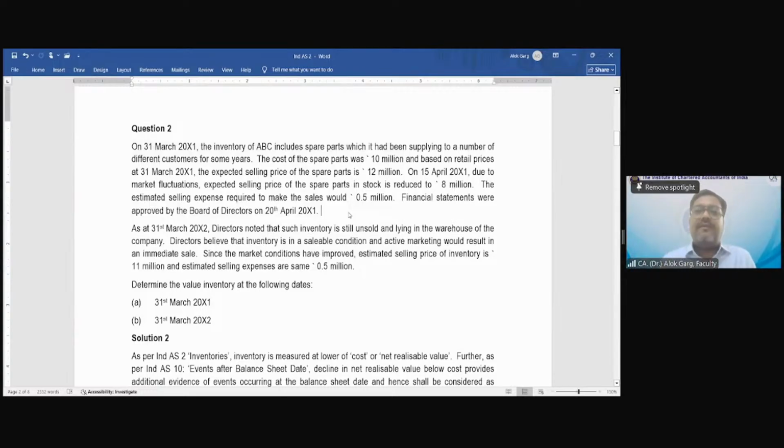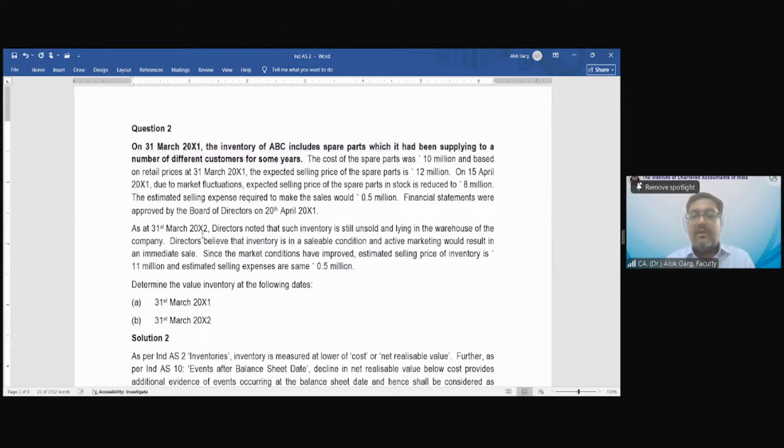Yes, on 31st March 20X1, the inventory of ABC includes spare parts, which it had been supplying to a number of different customers for some years. The cost of the spare part was rupees 10 million. 10 million means 1 crore. And based on retail prices at 31st March 20X1, the expected selling price of the spare part is 12 million. So cost is 10 million and expected selling price, not NRV, is 12 million.